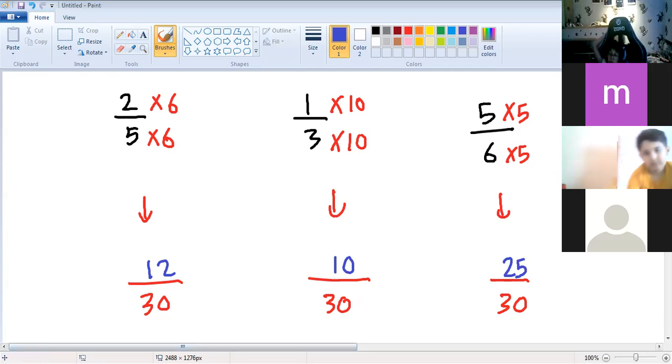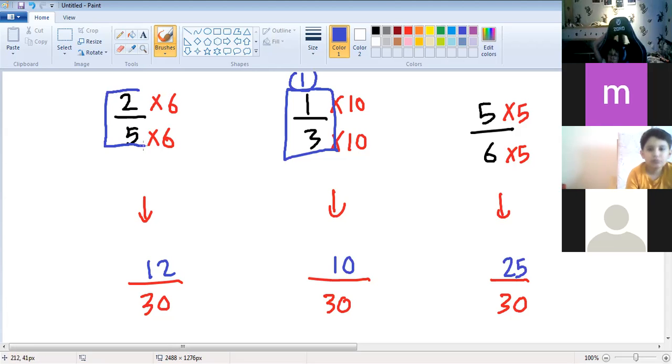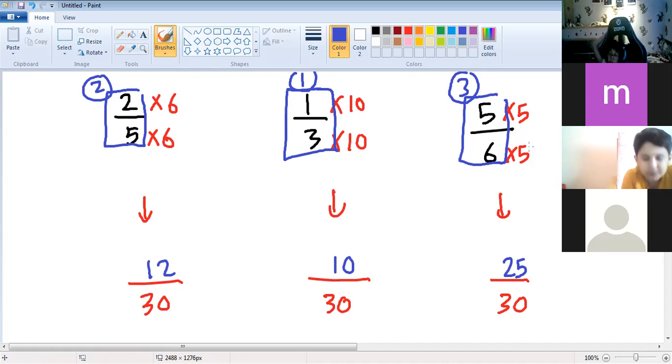Now order them from least to greatest. What is the least one? 10 over 30, and that means 1 over 3 is the least one. So write 1. Okay? And second is 12 over 30, and that means 2 over 5 is number 2. And 25 over 30 is number 3. Is it easy, Yusuf, or hard? Easier than ABC. Thank you.